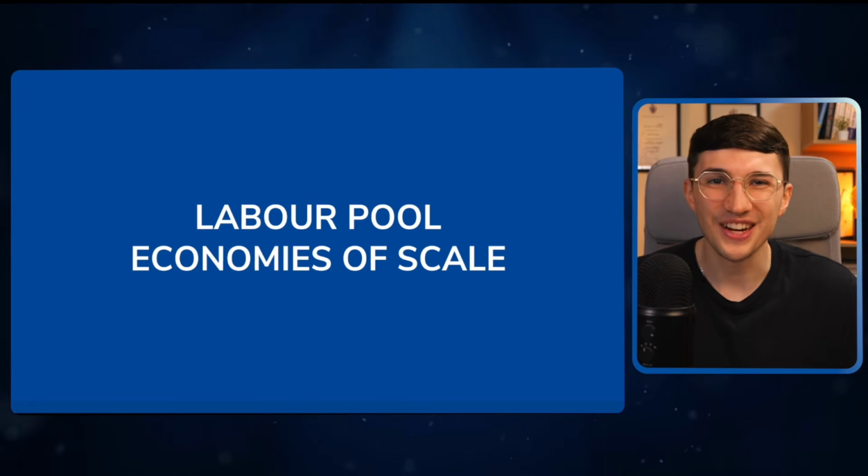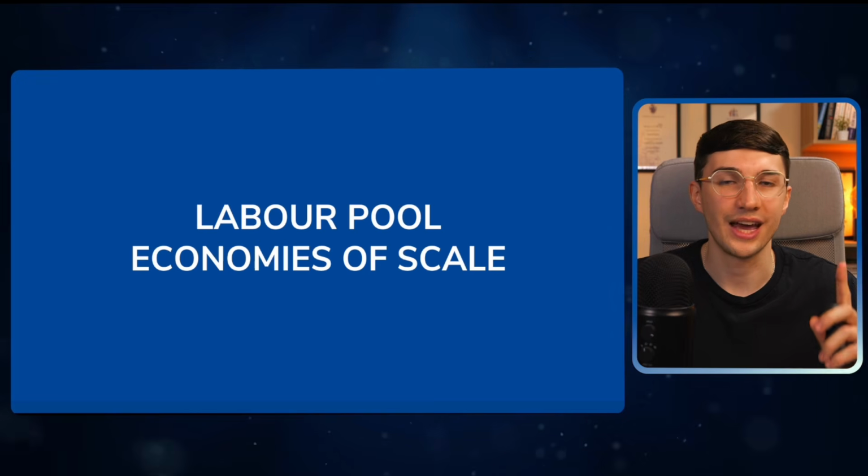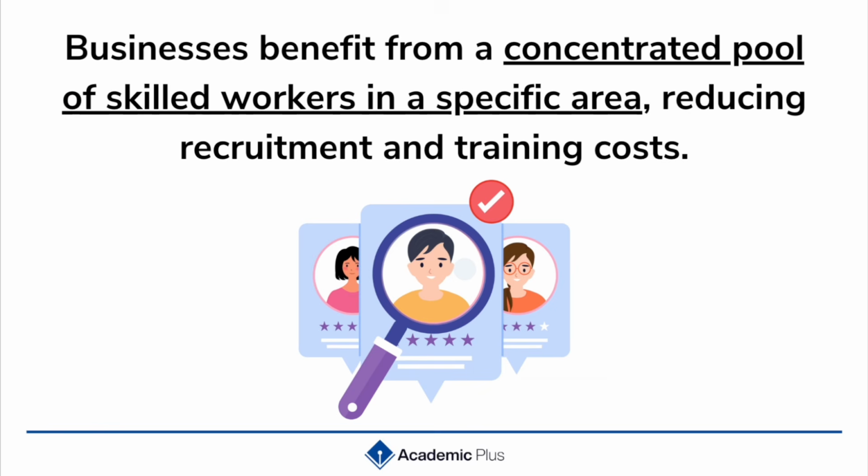And the final example of external economies of scale we have is labour pool. Now this is fairly similar to our supplier proximity, but this time we're looking at people, because now the business starts to benefit from a concentrated pool of skilled workers in a specific area. Because in those areas with a high concentration of a particular industry, skilled professionals are typically attracted to that region.